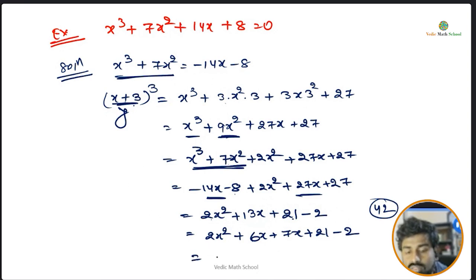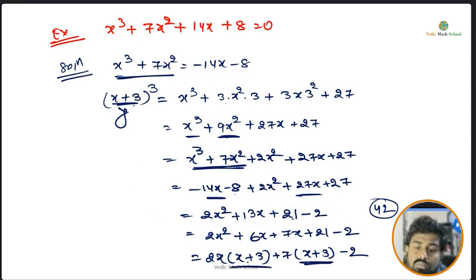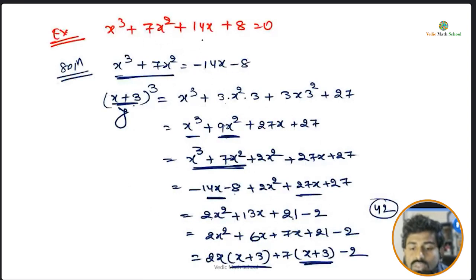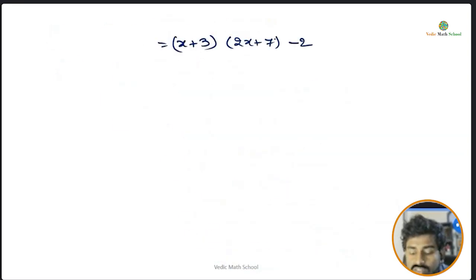Now take the common from here. So this is 2x. I'm going to take the common. So it will become x and this will become 3. Now this I'm going to take plus 7. I'm going to take x plus 3 and minus 2 is there. Now x plus 3 is common in both the terms. So I'm going to take x plus 3 common. What is the number remaining? 2x plus 6 and minus 2 is already out. This is minus 3 value.